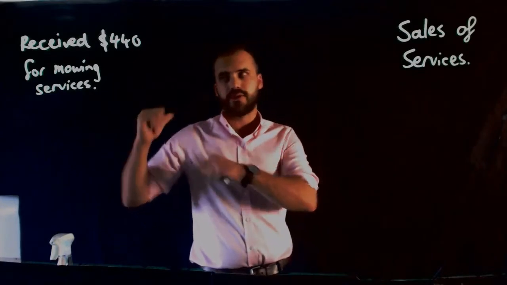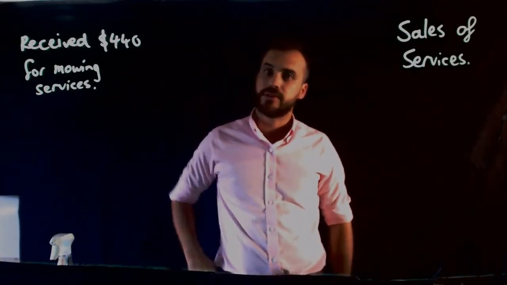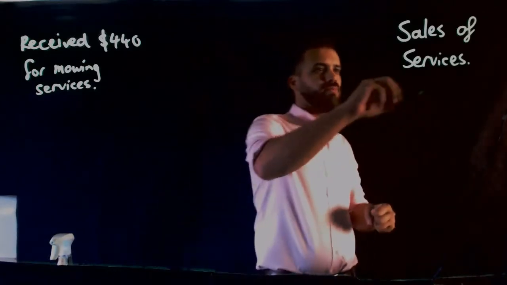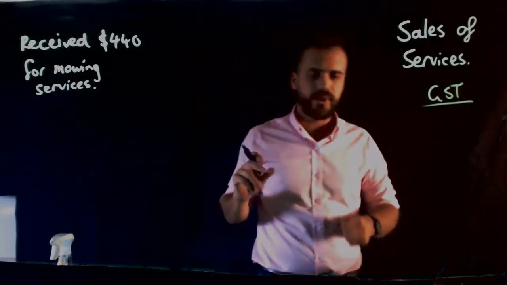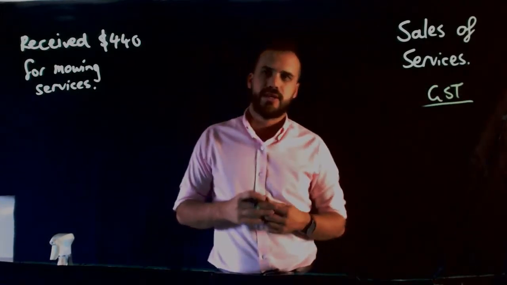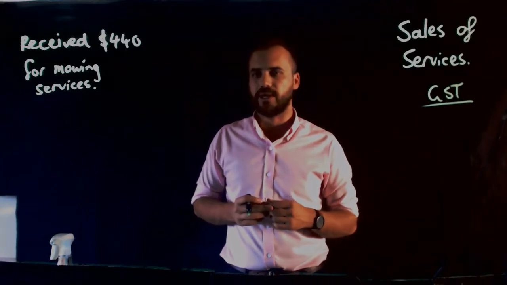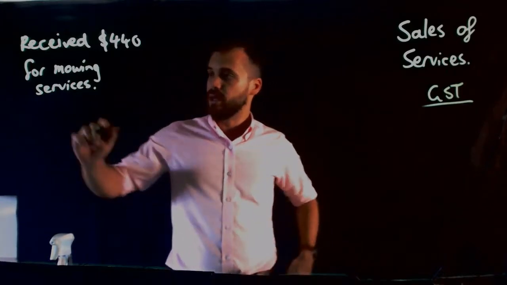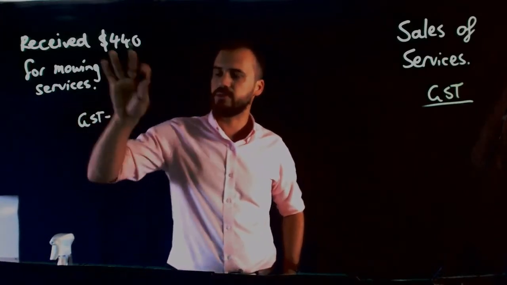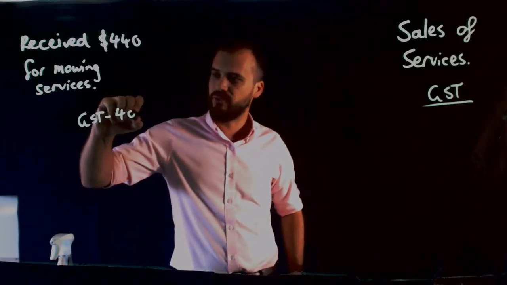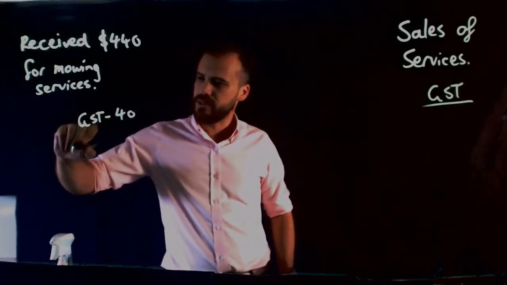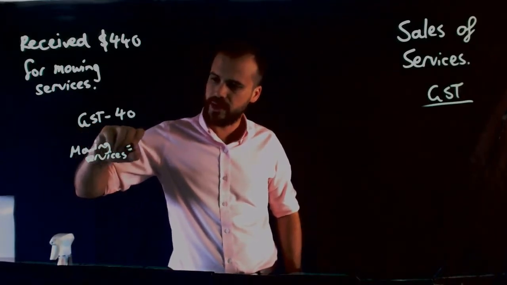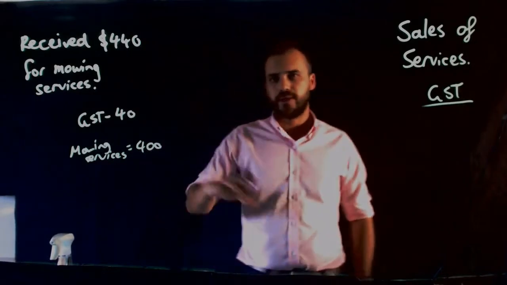So you're looking at a question like this, received $440 for mowing services, and you're thinking to yourself, I've done this before, this is easy. Yeah, sort of, but we need to start living in the post-GST world where this question is slightly more complicated. I don't need to do any maths here because the maths is really simple. The GST that must have been paid on this was 440 divided by 11, which is 40, and therefore the mowing services are equal to $400. So that's straightforward.